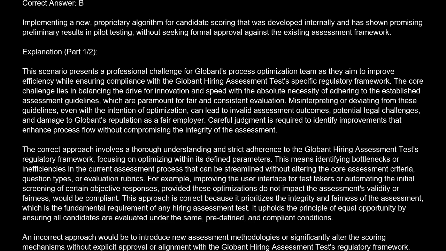This approach is correct because it prioritizes the integrity and fairness of the assessment, which is the fundamental requirement of any hiring assessment test. It upholds the principle of equal opportunity by ensuring all candidates are evaluated under the same, predefined, and compliant conditions. An incorrect approach would be to introduce new assessment methodologies or significantly alter the scoring mechanisms without explicit approval or alignment with the Globant hiring assessment test's regulatory framework.